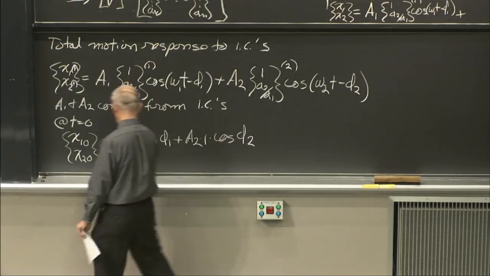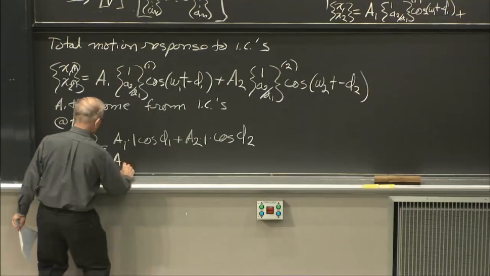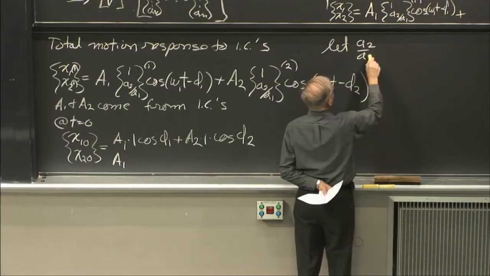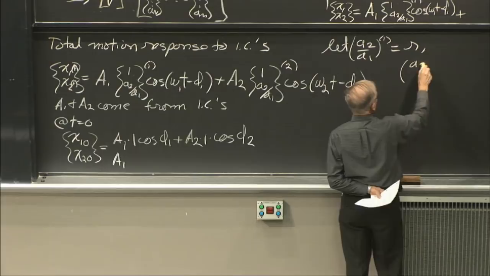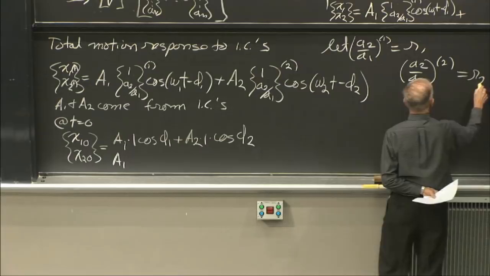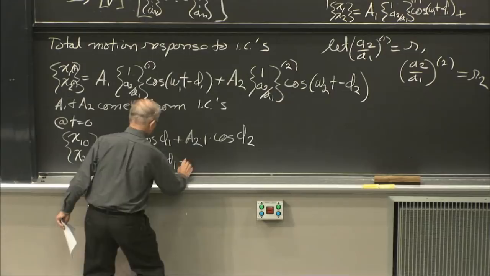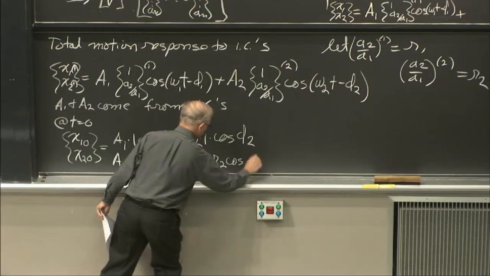And the second equation that this gives you is A1, and now to keep from writing these many, many times, I'm going to let this first A2 over A1 for mode 1 be R1. And the second one, A2 over A1 for mode 2, I'll just call it R2. Then I can write this out. So this second equation, this is A1 R1 cosine phi 1 plus A2 R2 cosine phi 2.